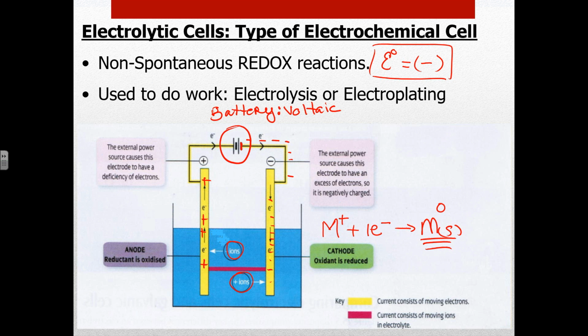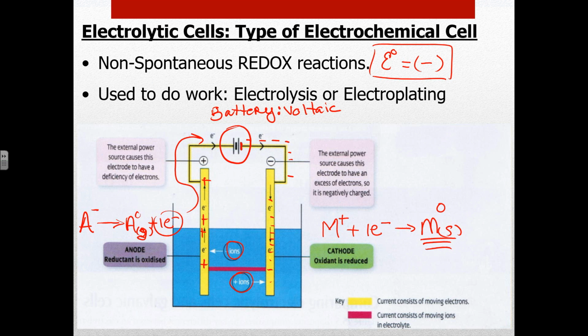On the other side, you're going to take something that's negatively charged, an anion, some nonmetal perhaps, and it's going to be attracted to the positive terminal. When it gets to that terminal, it's going to go through an oxidation process, maybe turn into a gas, and it's going to release an electron. And then that electron goes back up into the battery to complete the circuit.